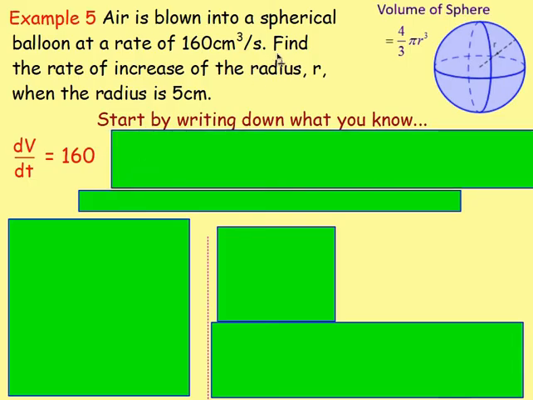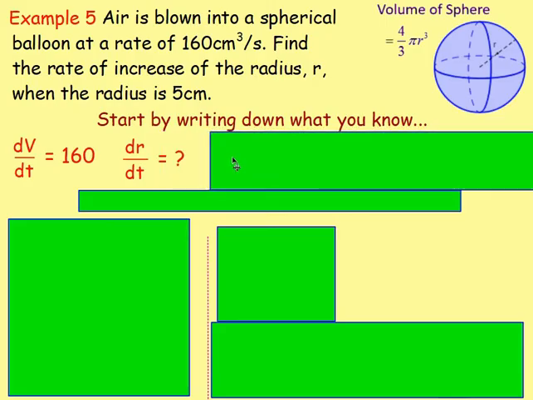Keep on reading the sentence. We'll find the rate of increase of the radius. So that's what we want to find. We want the rate of change of the radius. So dr by dt is what we want. So just now we can say that equals, and then just put a question mark. If you keep on reading, well, it says the radius is 5 centimeters. Write that down as well.